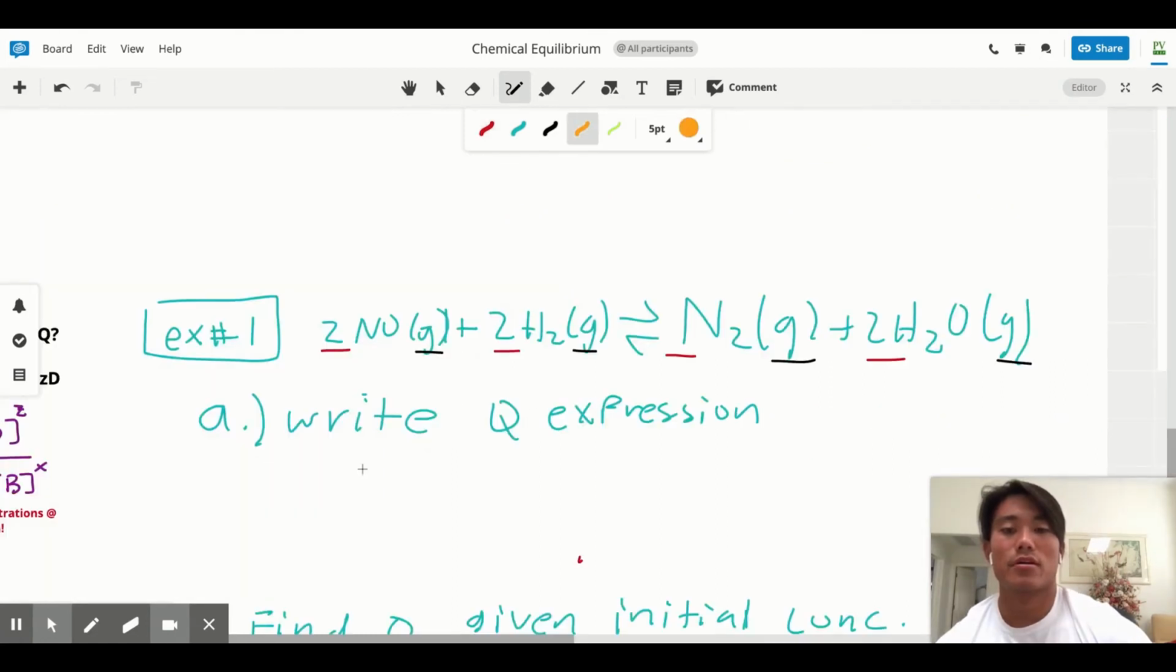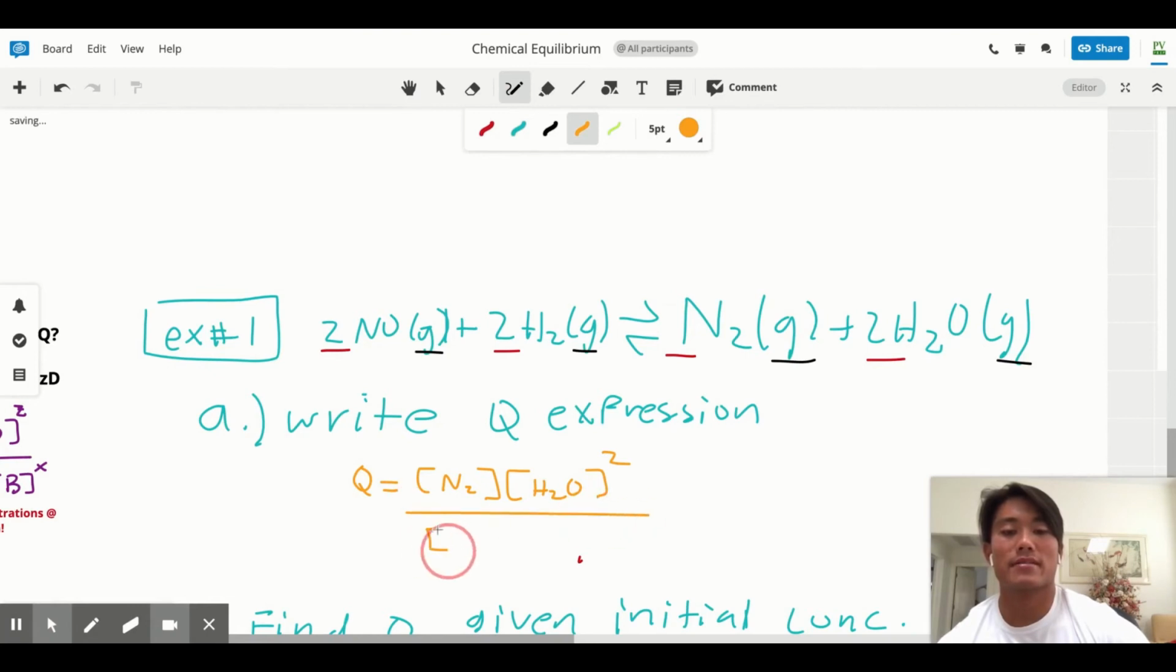All right, guys, we are going to tackle our first example of this video. Part A is to write a Q expression. Remember, the Q expression is very much like the K expression. All you're going to do is write down the products. So I have the concentration of N2. It's a gas, so I can include that. It's raised to the first power, so I don't have to write that, times your next product, which is H2O. Again, that's going to be squared, and it's a gas, so you include that.